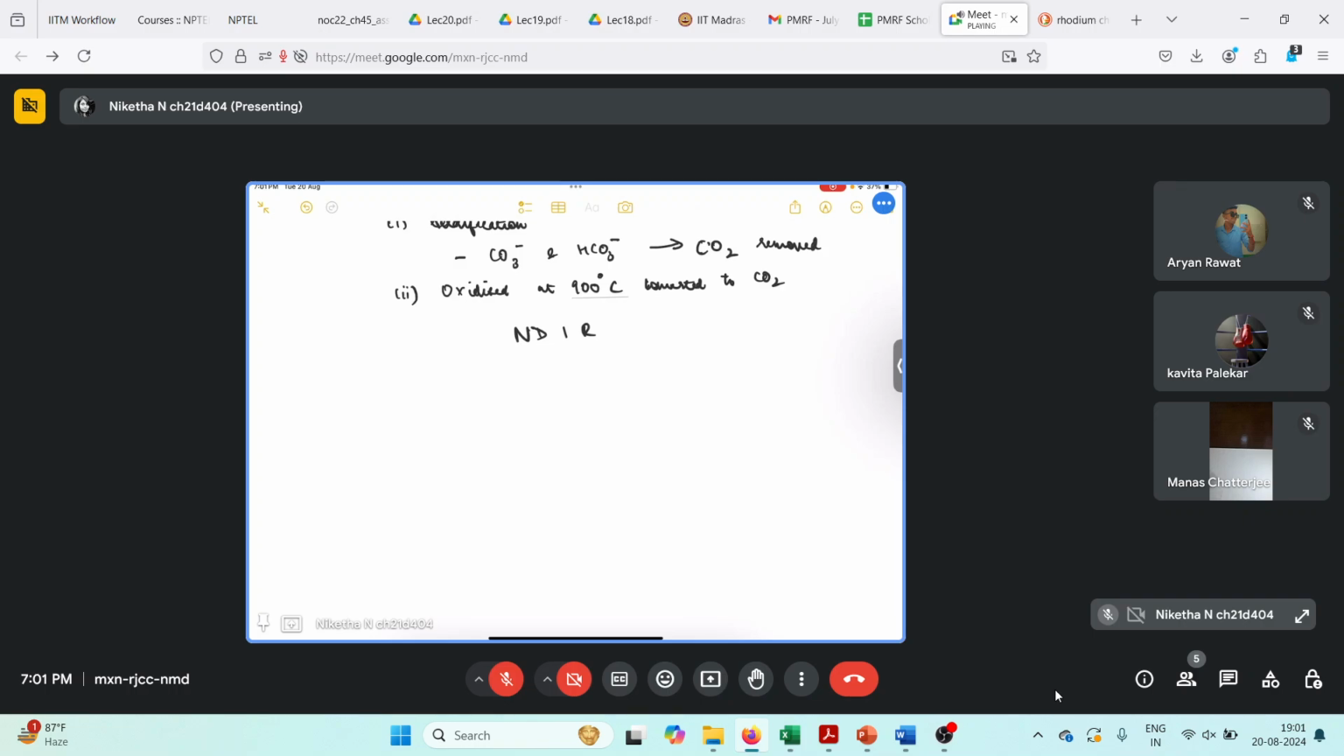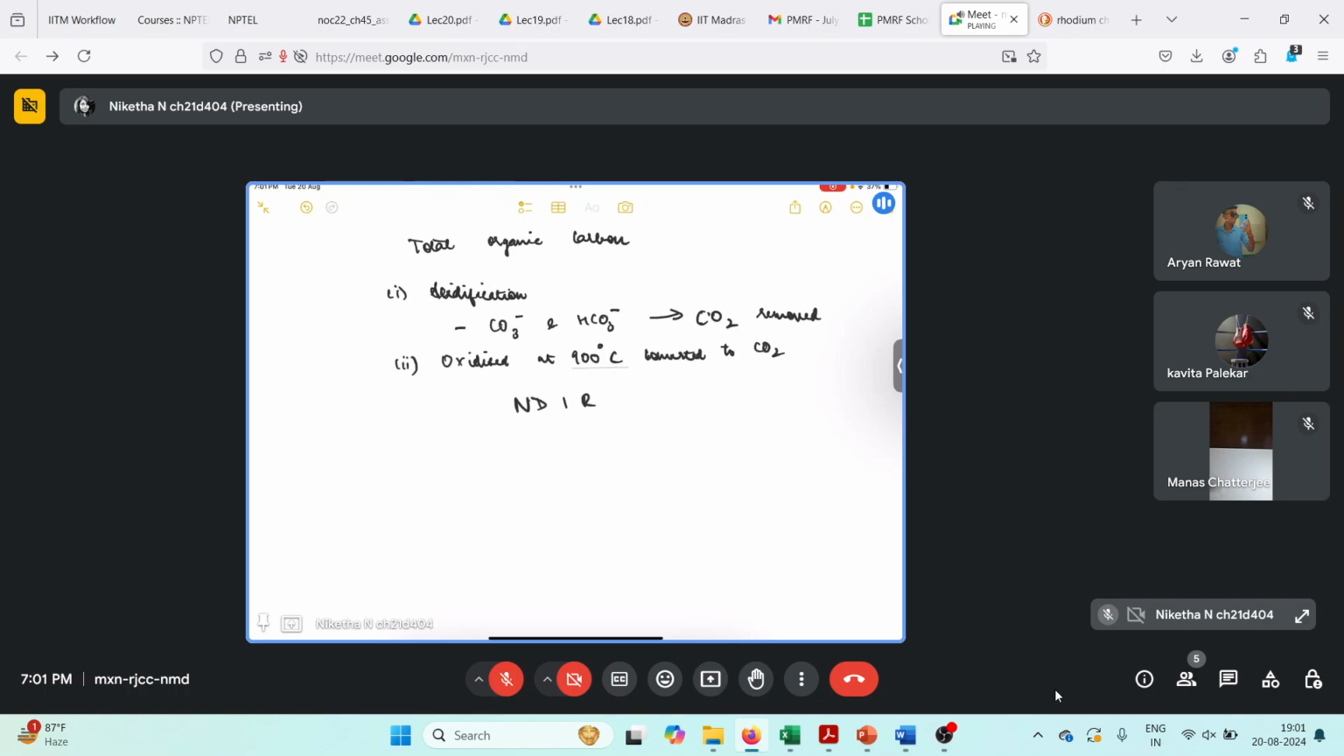Okay. So whatever organic carbon was there will get heated at 900 degrees Celsius and get converted to carbon dioxide, and the carbon dioxide gas will be analyzed using NDIR. So this will give us a complete idea of the total organic carbon that was present in the sample.